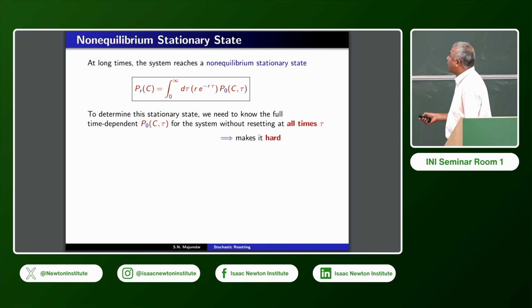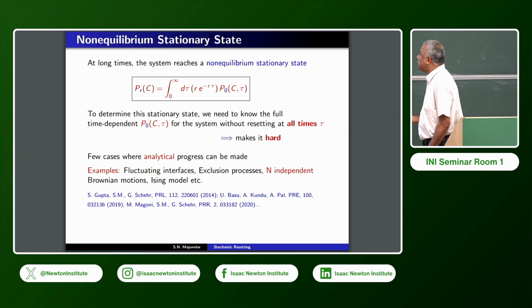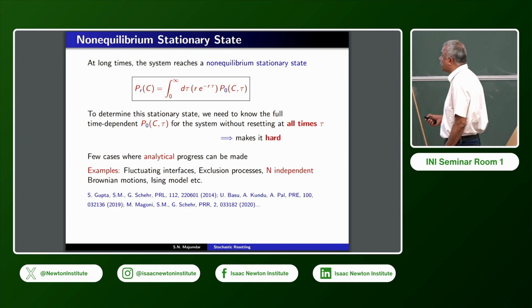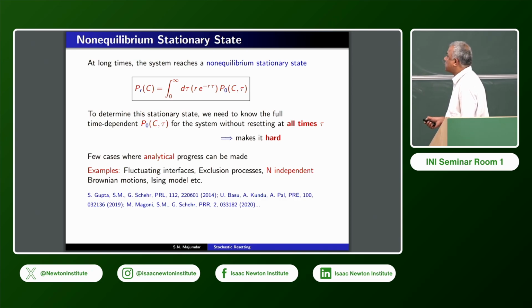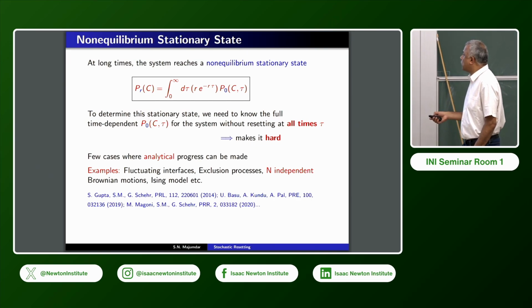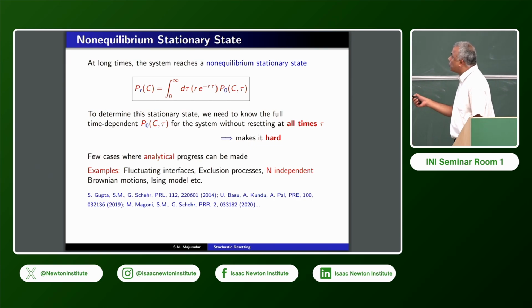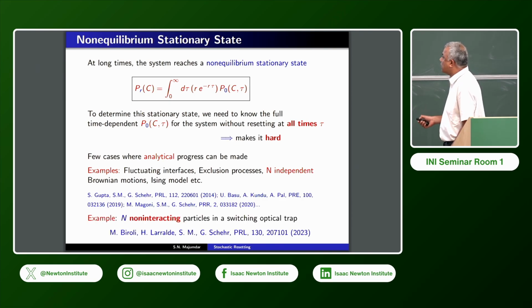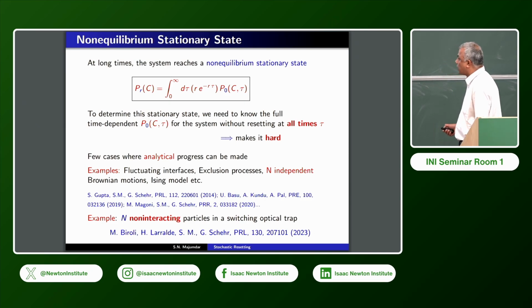Okay, but there has been some progress for this kind of system: fluctuating interfaces in 1+1 dimension, symmetric exclusion processes, n independent Brownian motions, Ising model, etc. I'll focus on only one, just because it is the simplest example, which is n independent Brownian motion. I'll show you that it leads to non-trivial results in the stationary state. This is a recent work done by my graduate student Marco Biroli in collaboration with Hernan Larralde and Gregory Schehr.